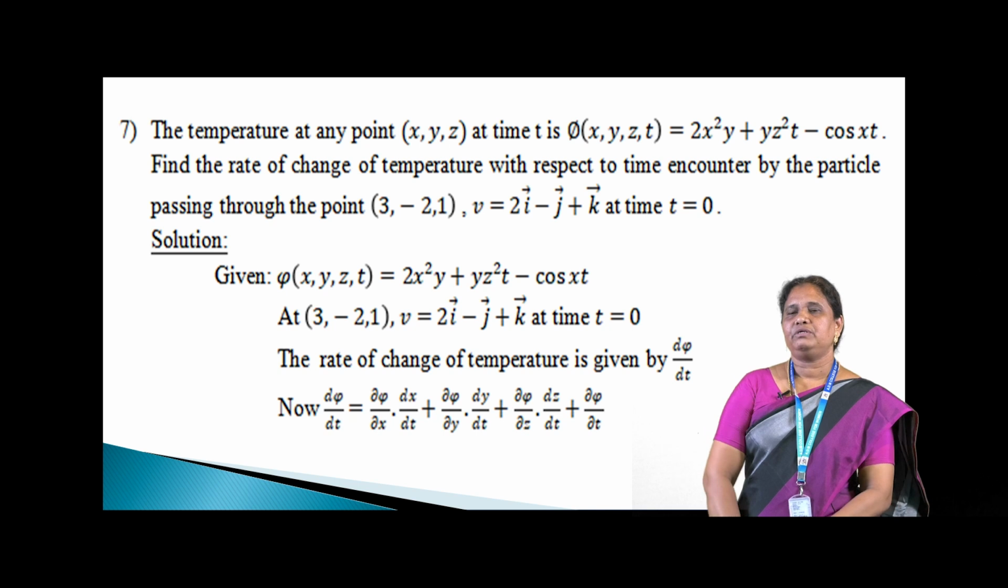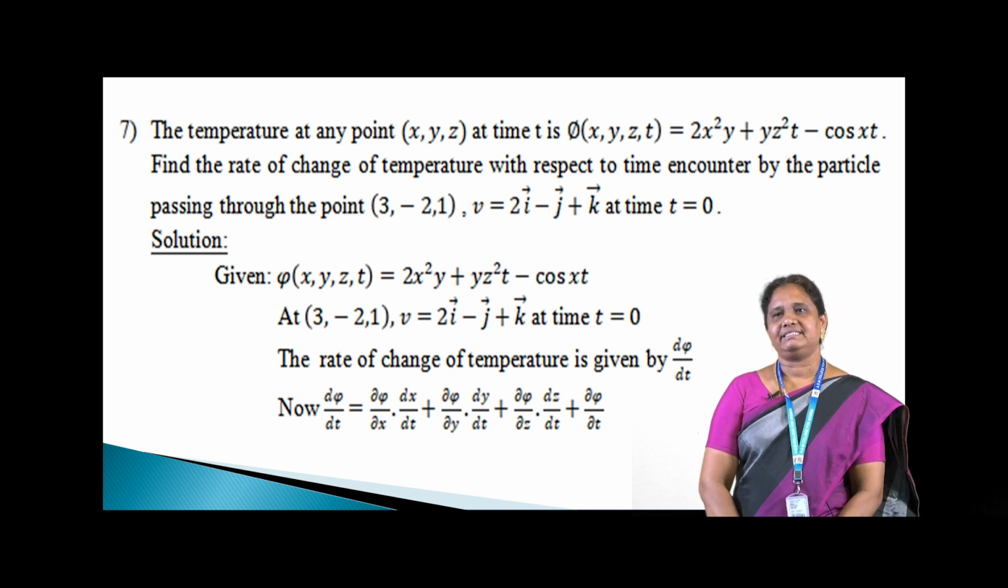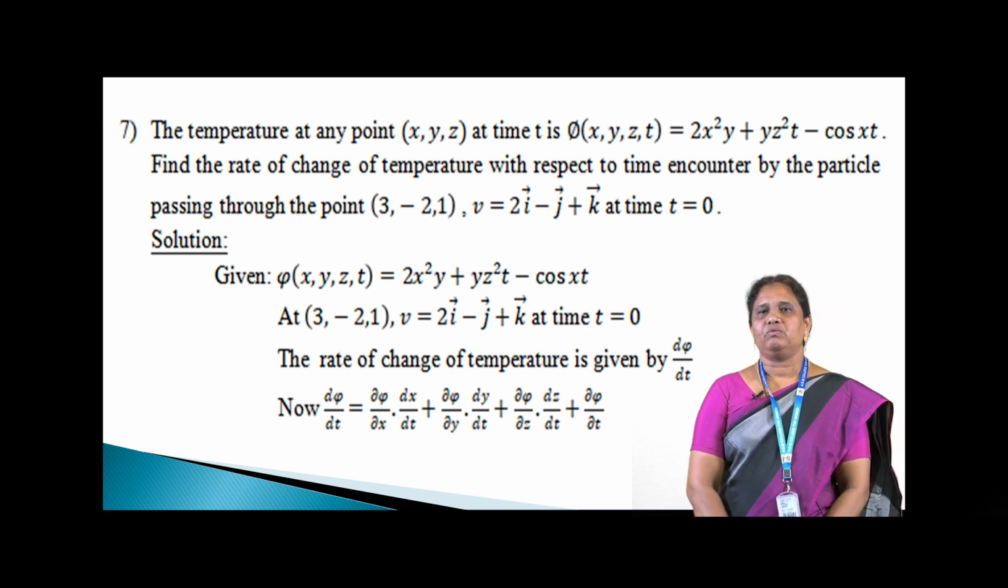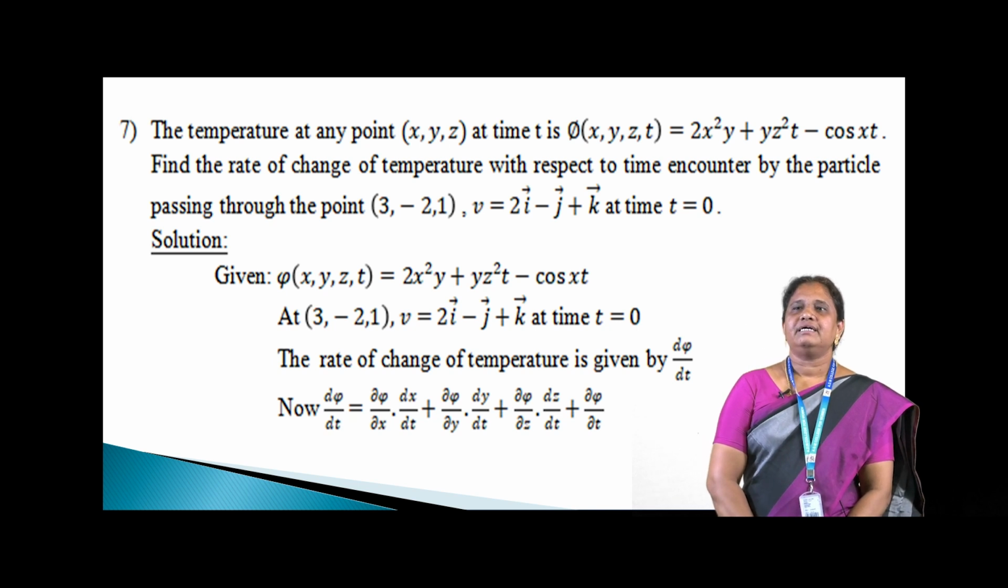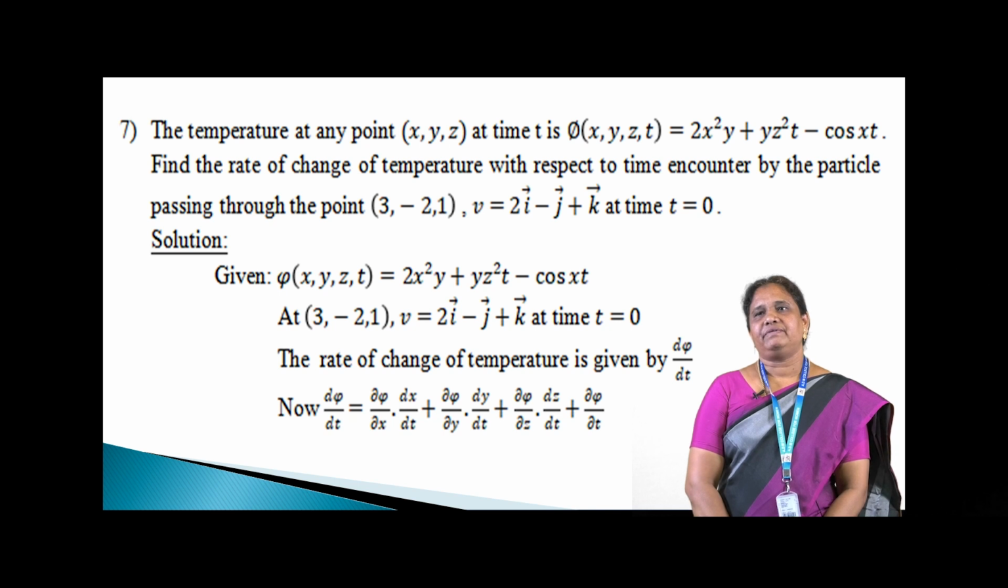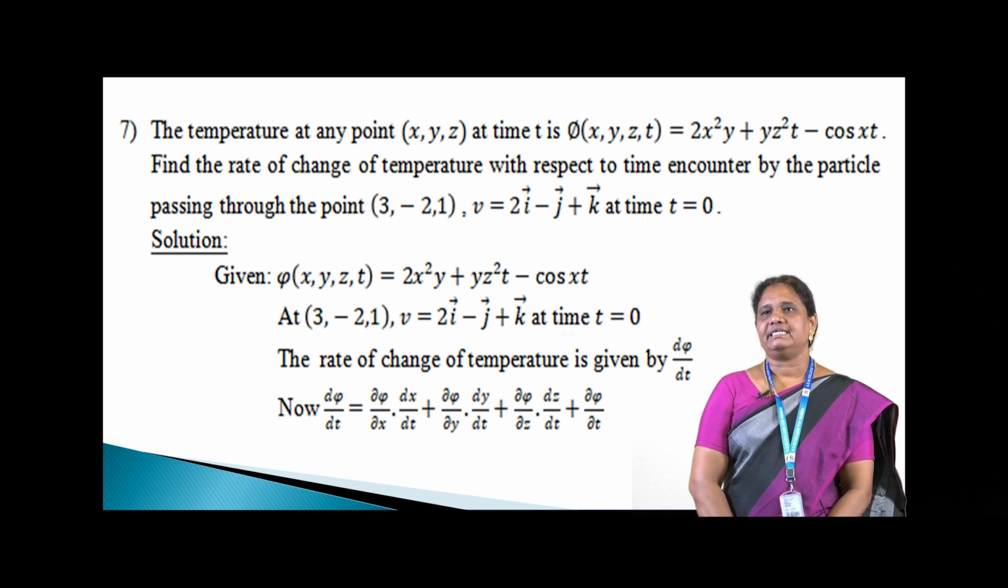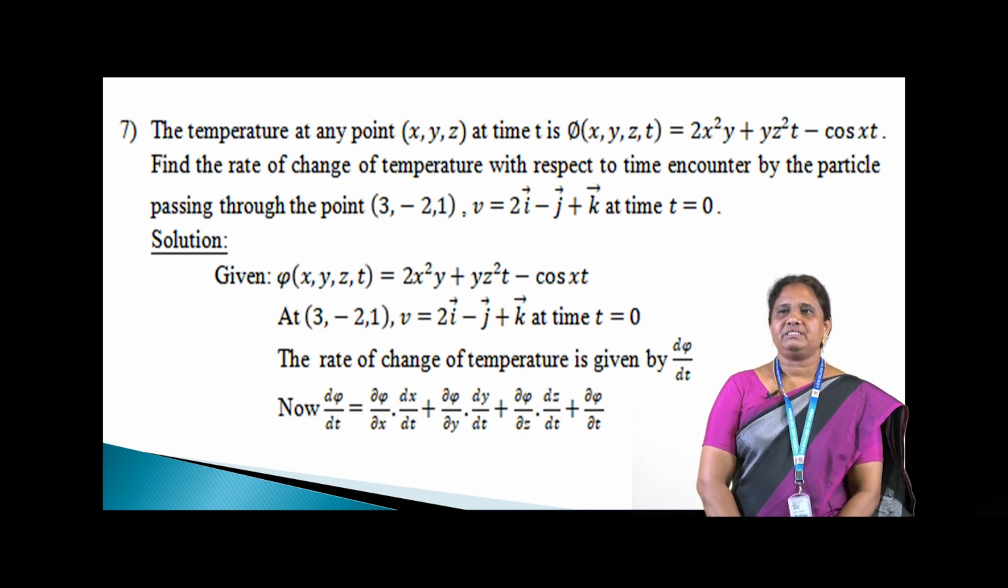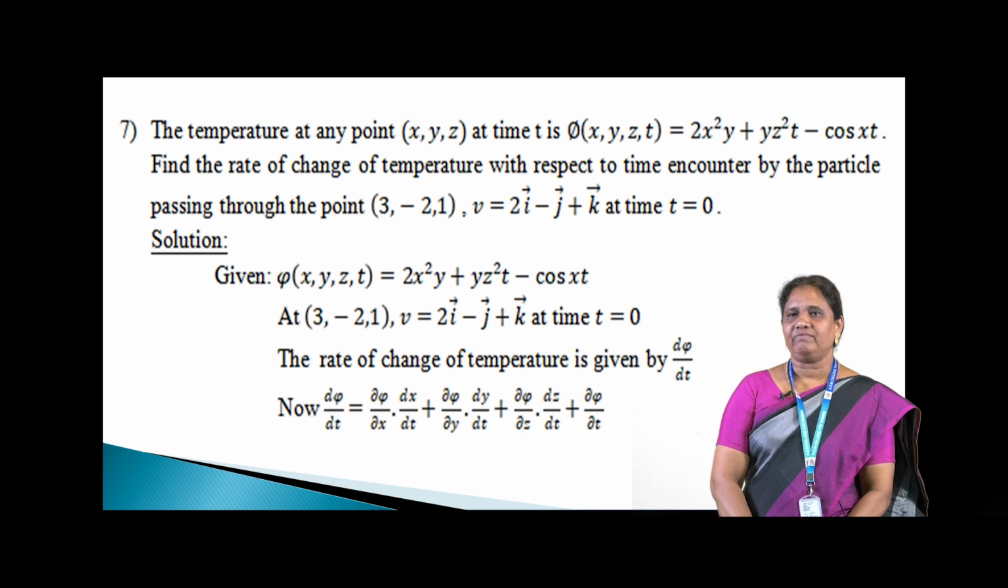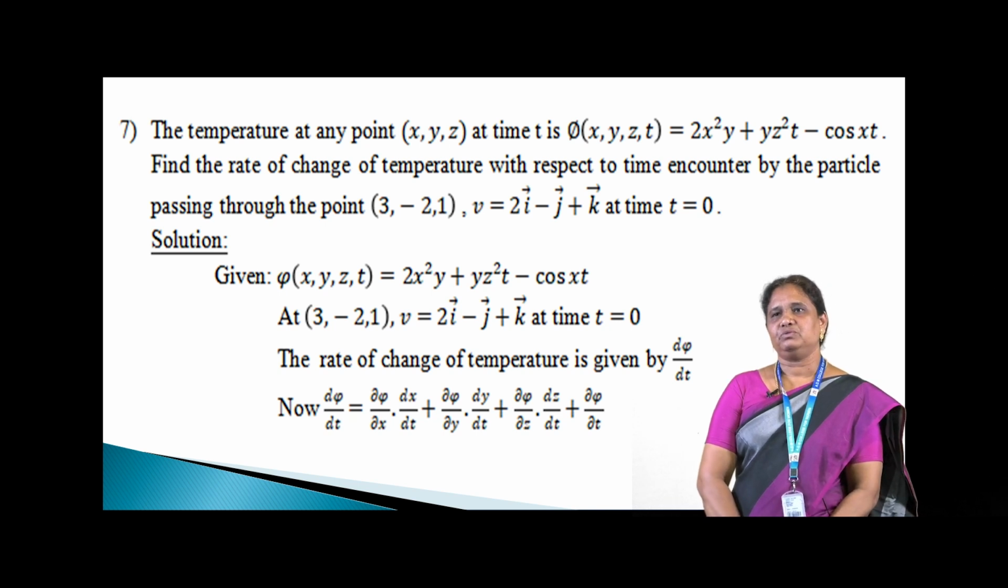V vector is equal to 2i minus j plus k vector at time t equal to 0. So here the temperature is given as a function of x, y, z and t, that is 2x square y plus y z square t minus cos of xt. Now we have to find the rate of change of temperature with respect to time.